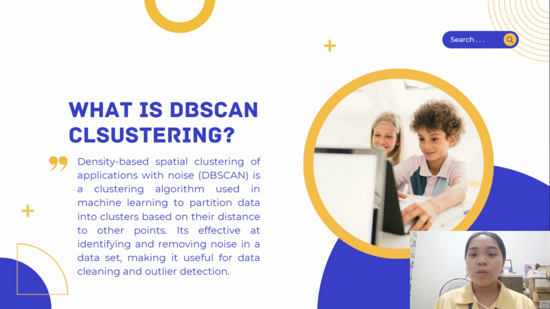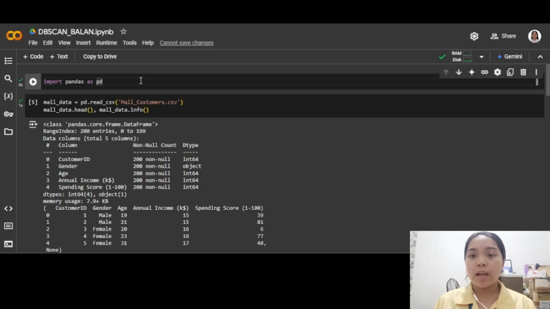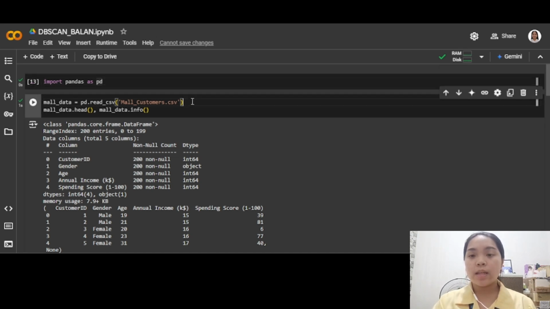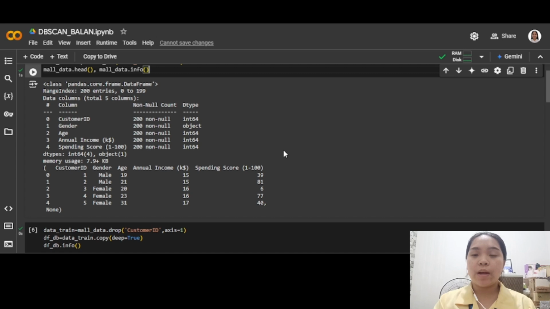And we will use the mall customers dataset. So first, we imported the necessary library, which is pandas, and the next is where we load the dataset. Here, the dataset containing customer information is loaded into a data frame. The head function displays the first few rows while the info function provides details about the data frame structure, including the data types and the non-null counts.